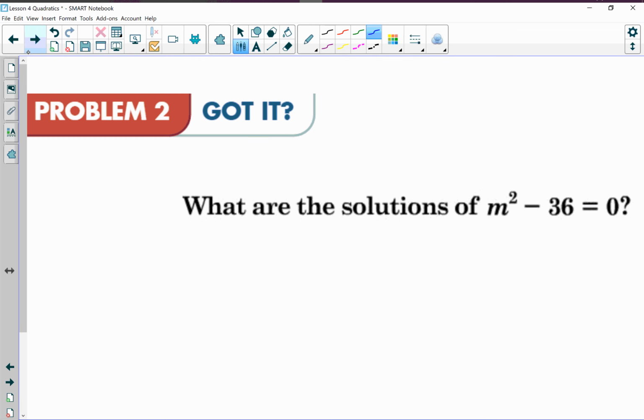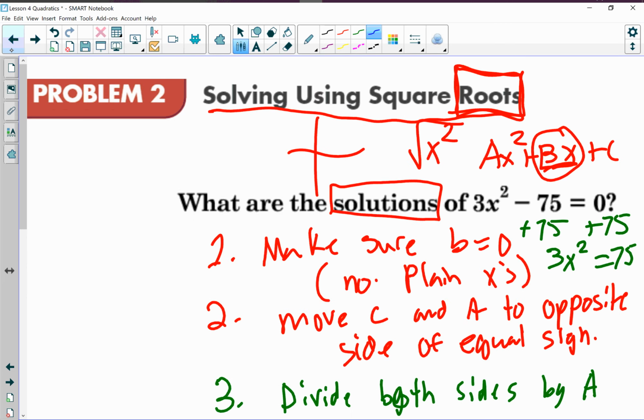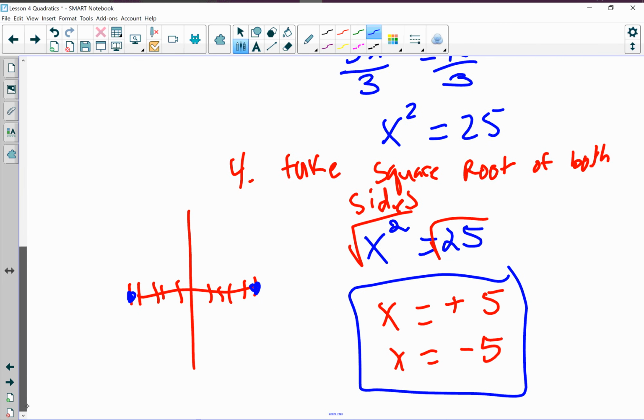Okay, go ahead and pause this one. You can try this one. And another thing that you can do is check your answers. So number 5, check. Anytime you have an equation, you can check.